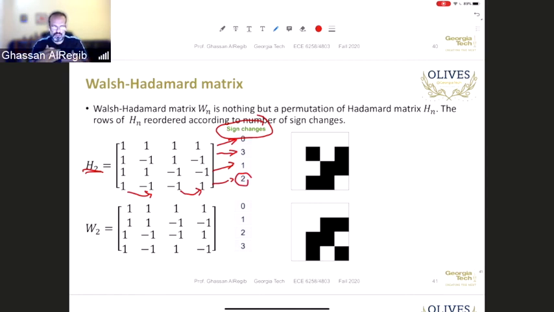And then I reorder the rows based on these sign changes. So I take the first row, it has 0 sign changes. The next row should be the one with 1 sign change, which is this row. And then the third one would be the one with 2 sign changes, which was the 4th row in the Hadamard matrix, and so on. So you can see now, if I plot this, this was the 4x4. You can imagine this is the basis function for the Hadamard. This is how it looks in the Walsh-Hadamard transform.